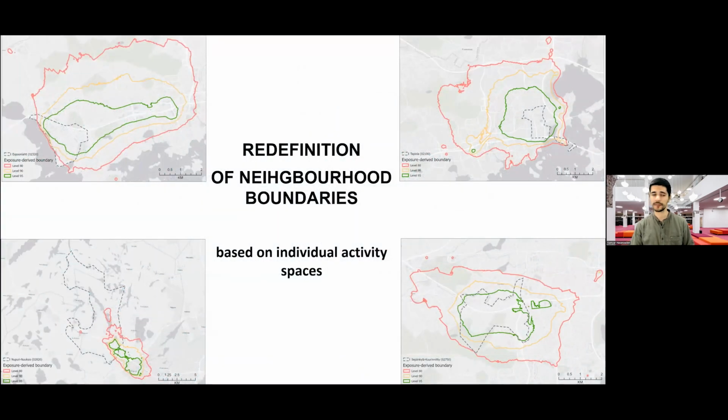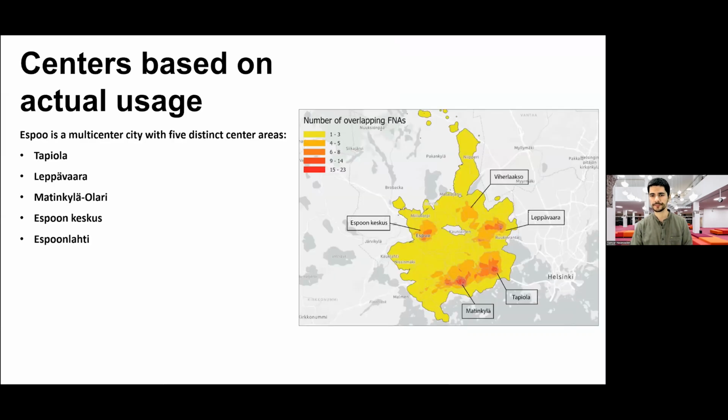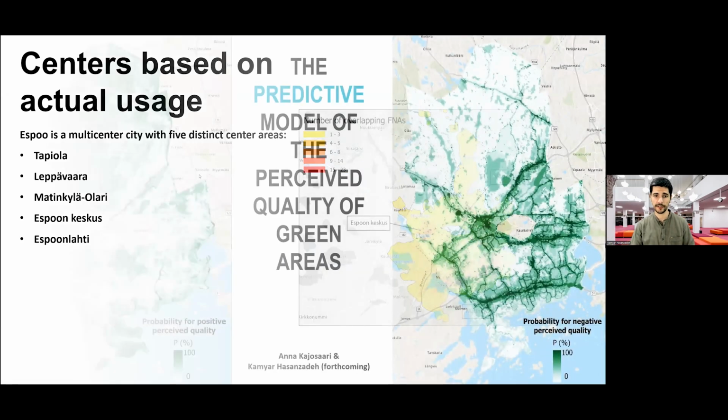One of the things we worked on came from the City of Espoo. They wanted alternative ways of mapping neighborhoods, not just using administrative boundaries, but based on people's actual use of the spaces. So we used this concept of activity spaces that we had used earlier for our research and redefined some of the neighborhoods in Espoo. This study is under review right now, but hopefully it will be published soon. We also used these models to identify the centers in Espoo, not the administrative centers, but rather based on the actual use of the spaces by people living in different areas of the city.